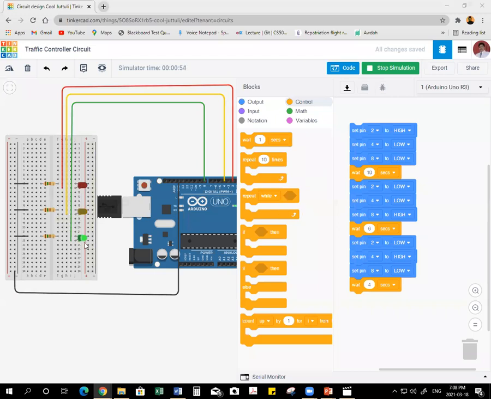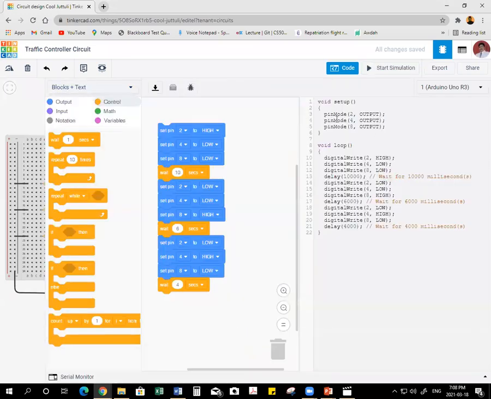Okay, so 1, 2, 3, finish. Now, if you want to see the code, you can see the code here. See what we are doing at pin 2, 4, and 8. You are giving the output as usual. Now, in digital write for 2, 4, 8, first one is high, the remaining two low, that is red is on, green, yellow, and green is off.